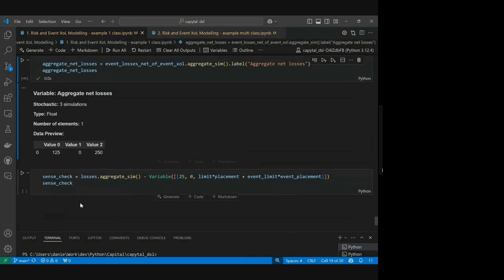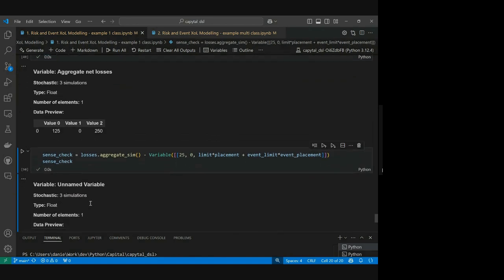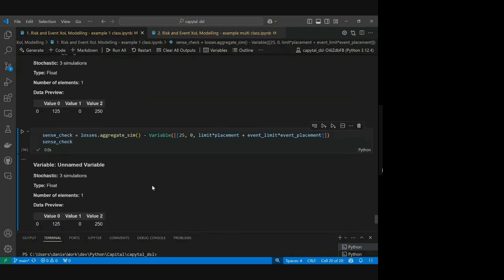And as a quick sense check, we can just compare this to what we would get if we took the losses that we set up originally and aggregated those into the simulation. And then in the final simulation, the risk limit would have applied in full times its placement, and also the event limit would have applied in full times its placement. In the first one, I think we got half a risk limit applied, and then times the placement took that down to 25. So these are the sort of recoveries we're expecting in total. And we can see those are the values that we're getting here.